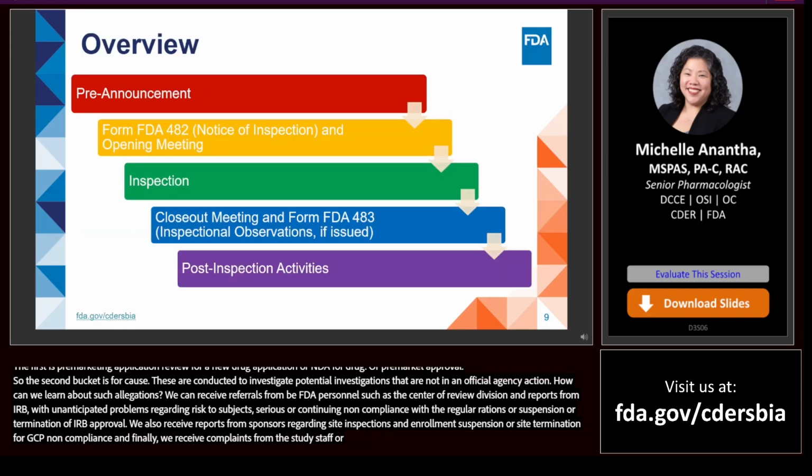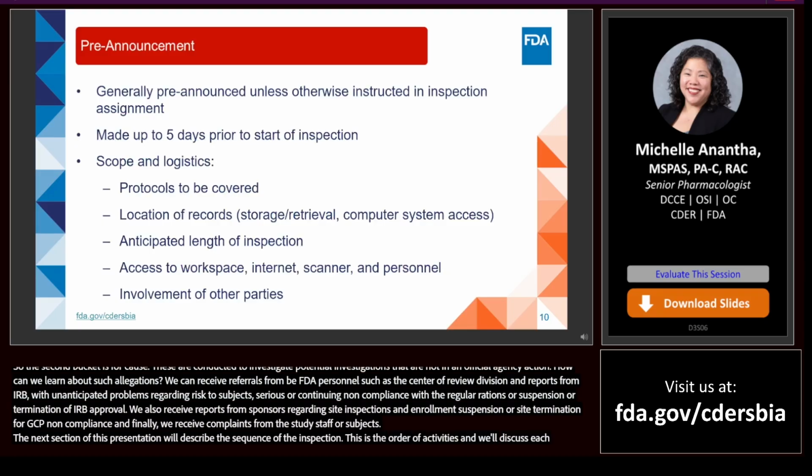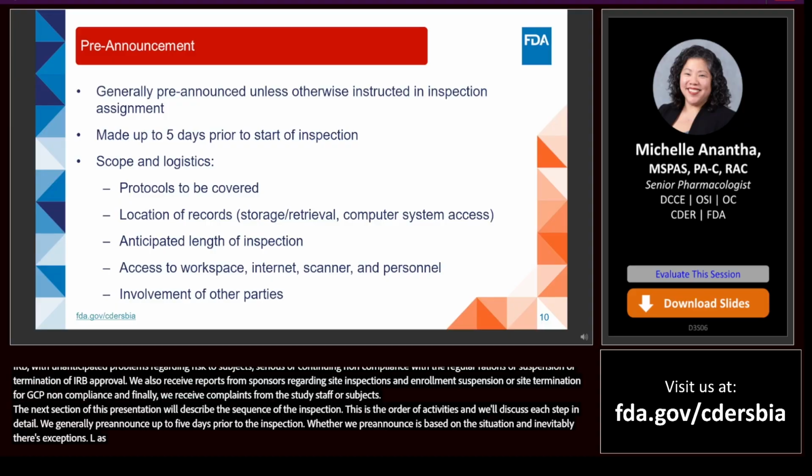The next section of this presentation will describe the sequence of an inspection. This is the order of activities, and we'll discuss each step in more detail. We generally pre-announce up to 5 days prior to beginning the inspection. This is how inspections have typically been handled in the past, but whether to pre-announce or not is based on the situation, and inevitably there will be exceptions. As you can imagine, some for-cause inspections are not pre-announced. International or foreign inspections are generally pre-announced because of numerous and complicated logistics such as visas.